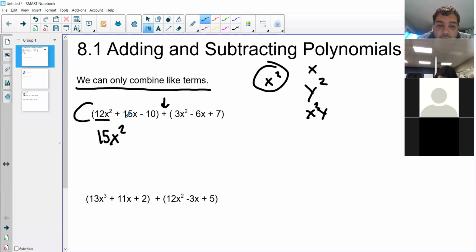Next one. We got 15x. Is there anybody else with an x here? Looks like there's negative 6x over here. Because adding is in the middle, 15x plus negative 6x. So 15 plus negative 6 gives me 9x. The term does not change. It stays as an x.